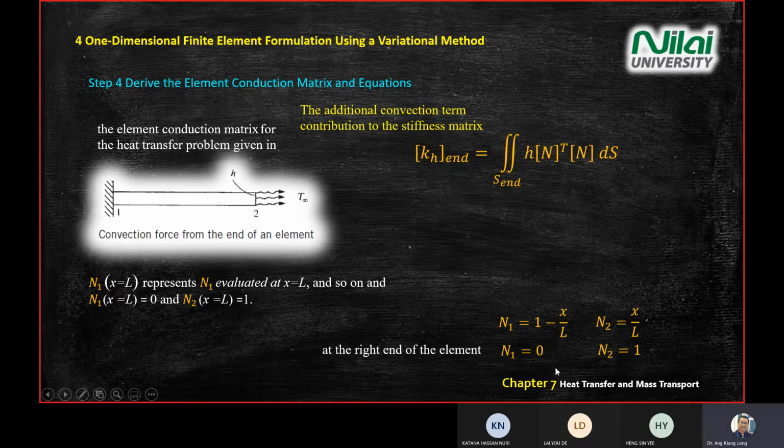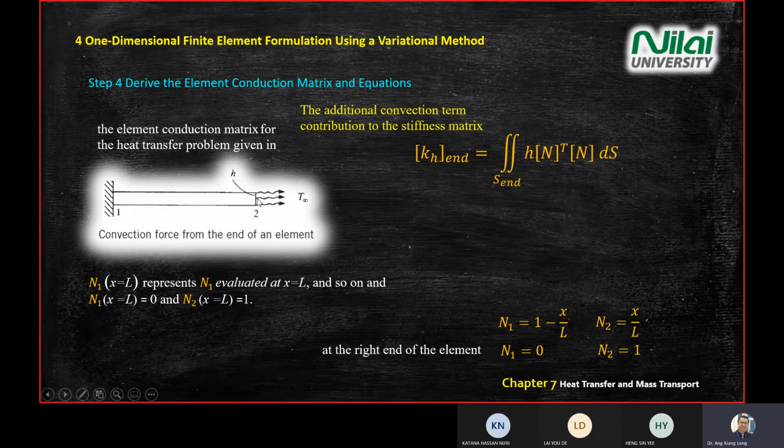So you're given the equation over here. N1 equal to 1 minus x divided by L, N2 equal to x divided by L. So at the end location here, your shape function becomes 0. Why 0? Because at the end here, the length is L, so you substitute x with the L. So 1 minus L divided by L is 0.